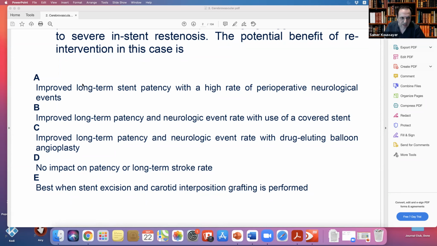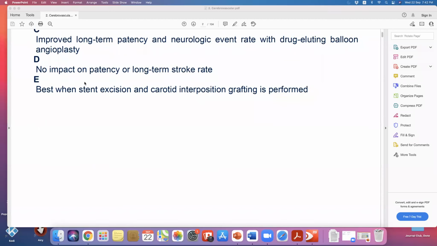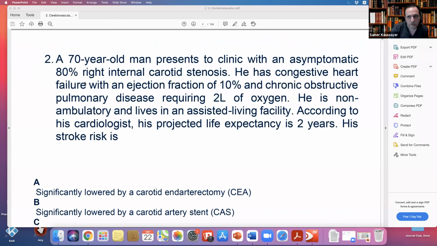As I said, the problem with cerebrovascular is that it's all just data. It's not much about thinking through a case or something like that. So you just have to study and read it. It's very good. Thank you, Sam. Sure. All right, let's go to the next question.